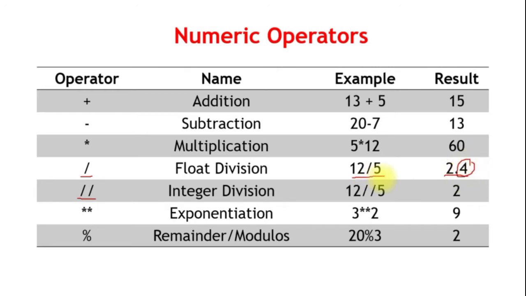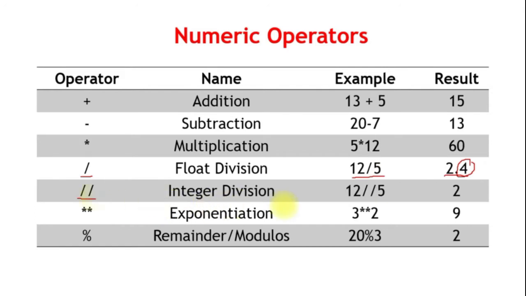Ma'am, paano yung mga zero, ang decimal point? So, example is 10 divided by 2. Ang ginamit mo is isang slash lang. So, the answer is 5.0. Kukunin niya yung 0.0.